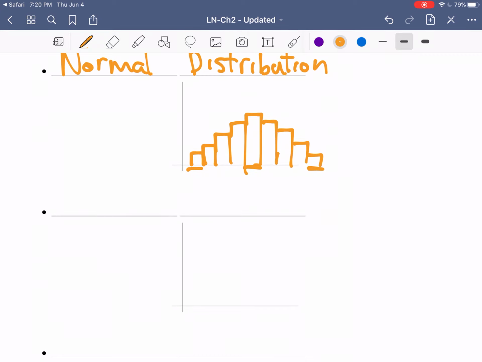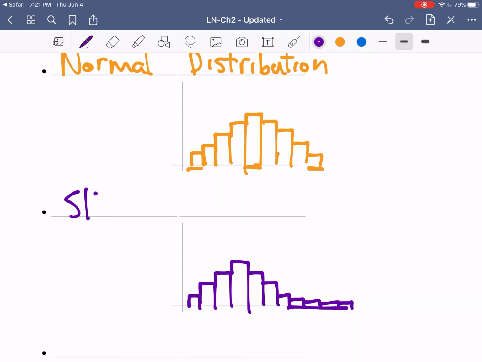We could also have a distribution that kind of looks normal, but then there's just a little extra something on the right. So we have this extra right tail. When that happens, we would say that it is skewed right.